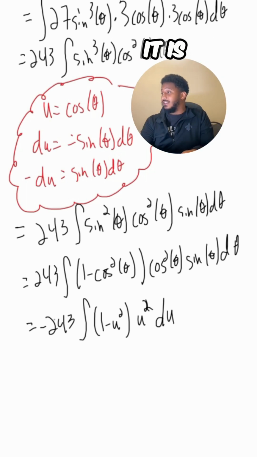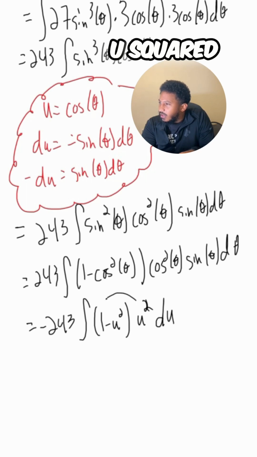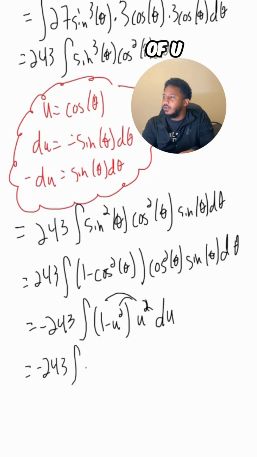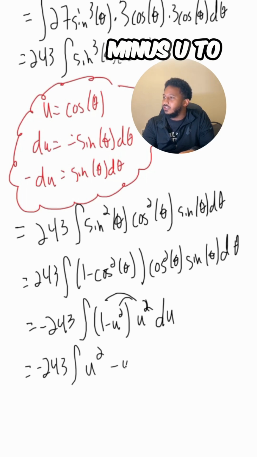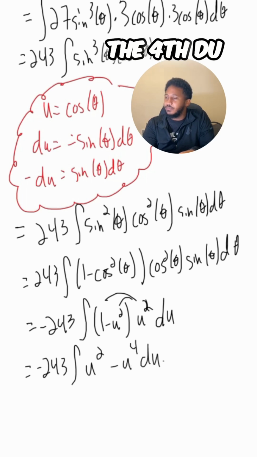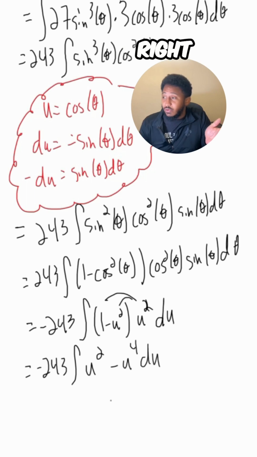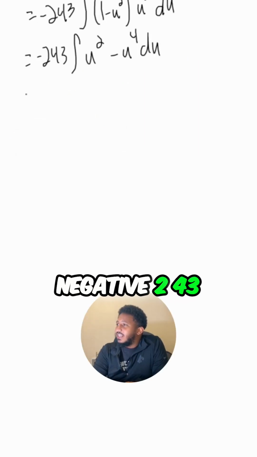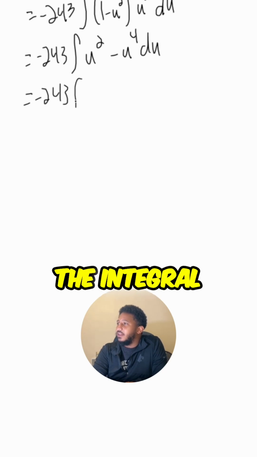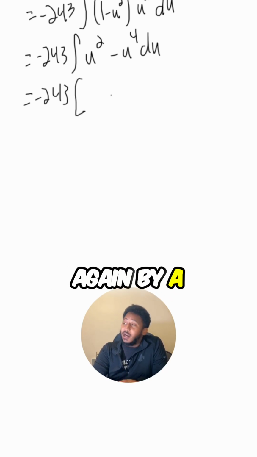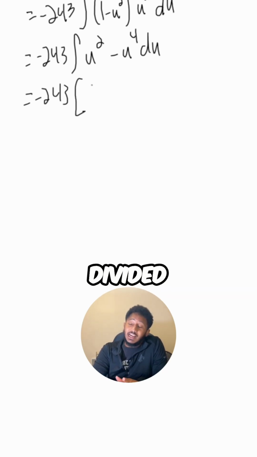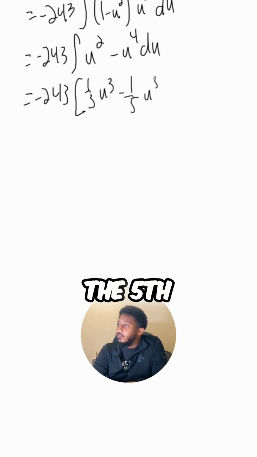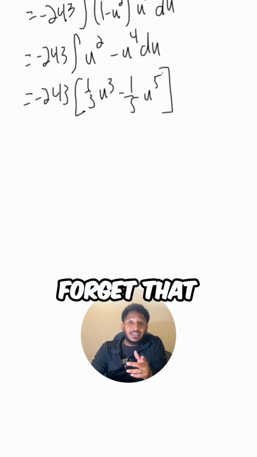It is. We can distribute this u squared across the parentheses, so negative 243 times the integral of u squared minus u to the fourth du. And now it's just a couple of power rules from our power rules of integrals. So we get negative 243 times the integral of u squared, which by our power rule is 1/3 u to the third, minus 1/5 u to the fifth. Again, once we're done integrating, don't forget that plus c.